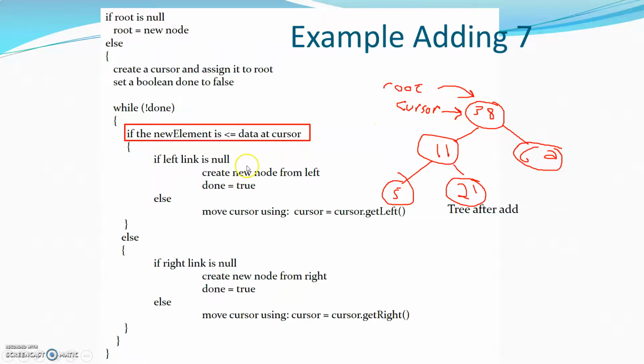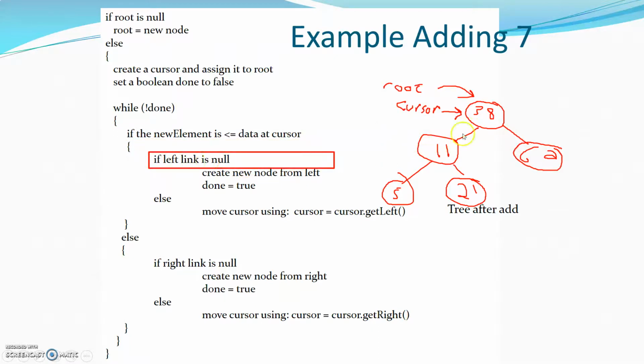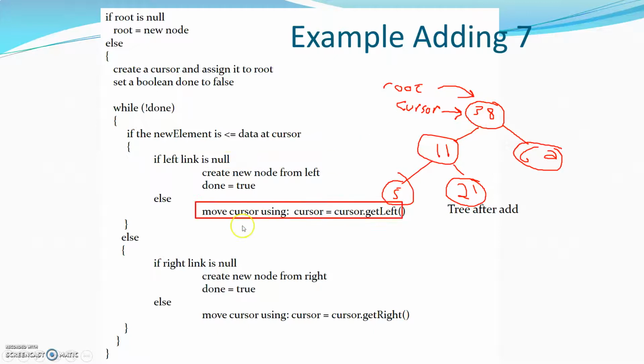Well, 7 is less than that, so we look at the left link, and from cursor's perspective, cursor get left, this link here is not null, so we move the cursor: cursor equals cursor get left. Cursor is currently here, so cursor get left would bring us here. Cursor is now going to become this. Now what will happen, not necessarily shown here, is that ends the else of this if, which then brings control down to the close curly brace for the while, which brings us back to the while.